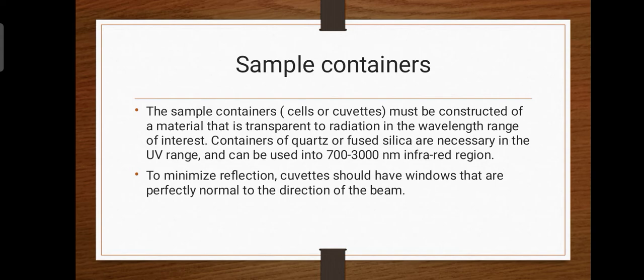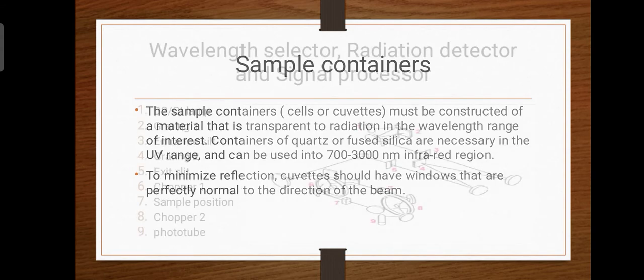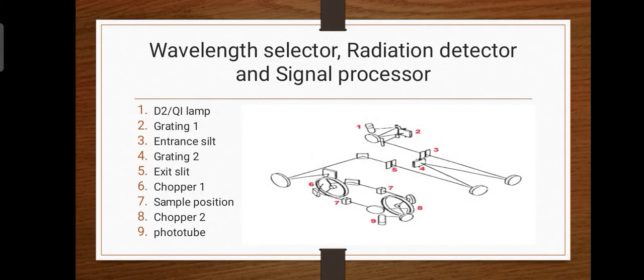To minimize reflection, cuvettes should have windows that are perfectly normal to the direction of the beam. Quartz cuvettes with a 1 centimeter path length were used with the Cary 1E. Next we have the wavelength selector, radiation detector, and signal processor.